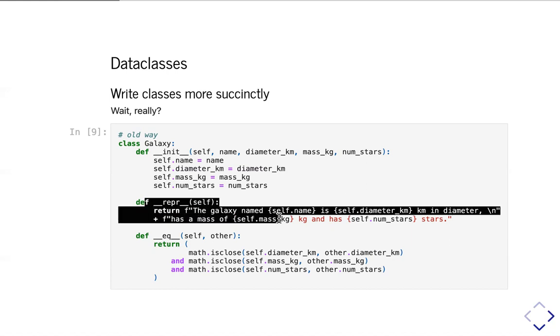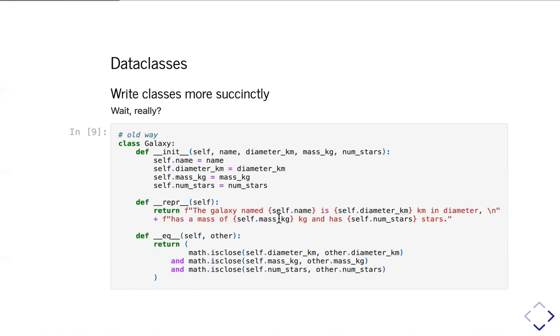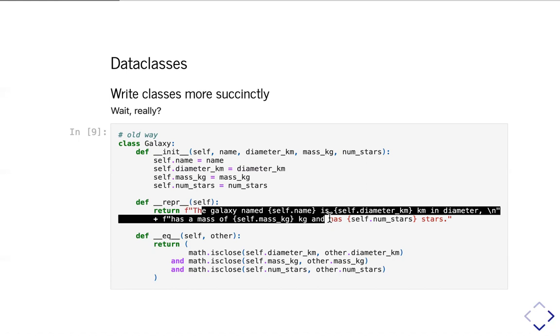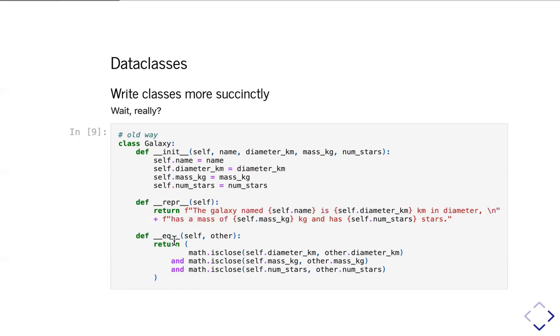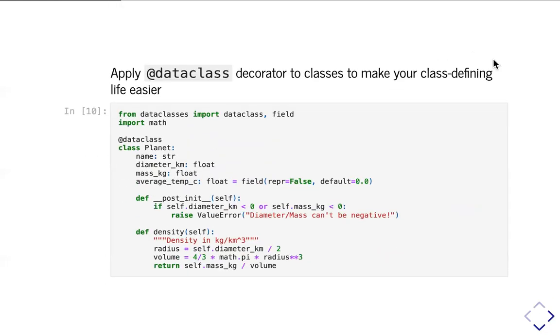And then there's also print. If you wanted to print the instance, you could get this nicely printed string. You can also compare them, but this is all the code to do that. With data classes, it's more simple, a lot easier.